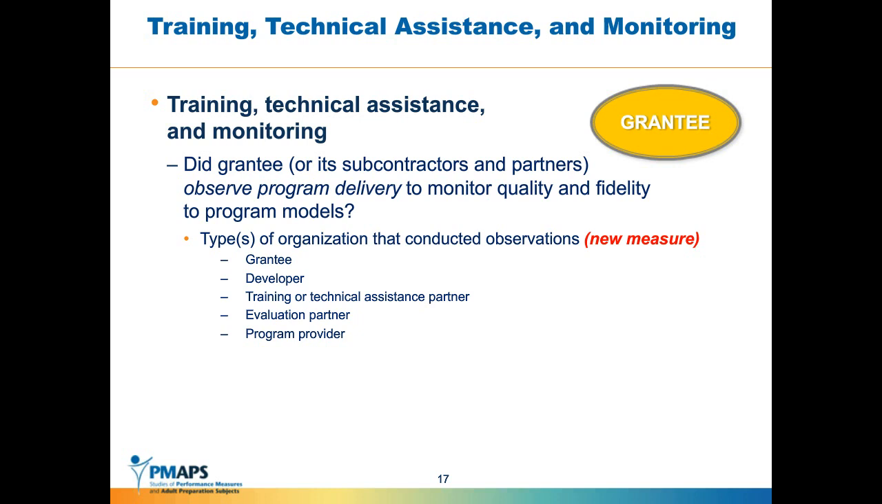If you answer yes to this initial question, a new measure has been added to get more information about who is conducting these observations. You will now report on the types of organizations that conducted observations of quality and fidelity. The response options include the grantee themselves, developers, training or technical assistance partners, evaluation partners, or program providers. And a note here: if more than one organization is conducting observations, you can mark all that apply to capture all of the different organizations that are conducting observations for you.